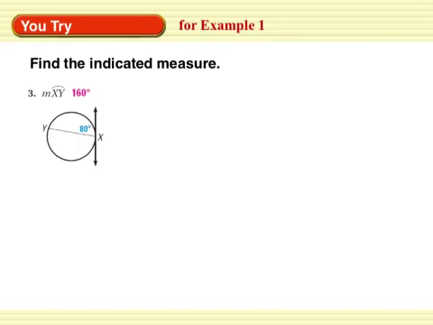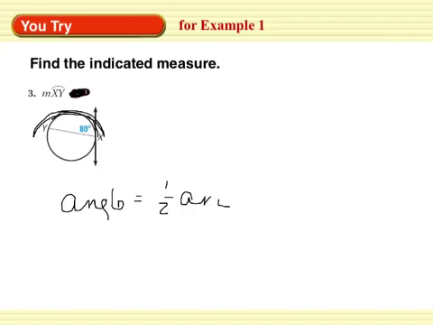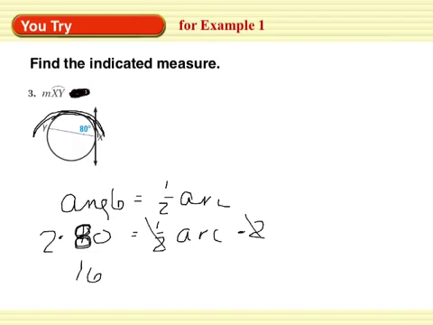Find the indicated measure. We're trying to find the measure of arc XY, which is right here. So angle is 1/2 arc. And we know that the angle is 80. Multiply both sides by 2 to get rid of that fraction. And we have the measure of the arc.